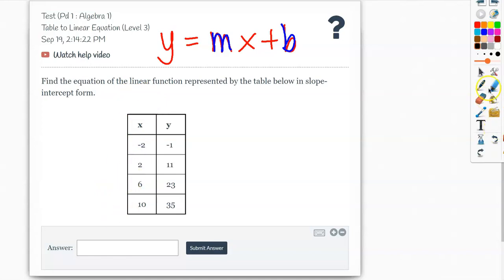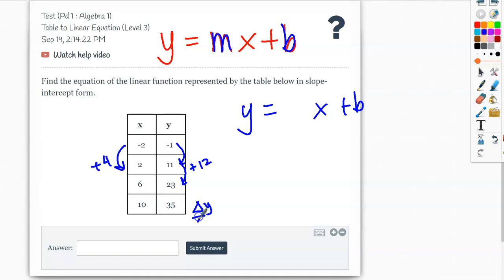So what we do when we can't make a 0 in our table is we figure out what that b value is. There are two ways you can do it. I'll go with the more popular easy way. So y equals mx plus b. I'm going to erase this letter m because I know that I can replace it with the pattern over here, which is plus 4 and plus 12. So delta y over delta x is 12 over 4, which is 3. So I'm going to put that 3 here.